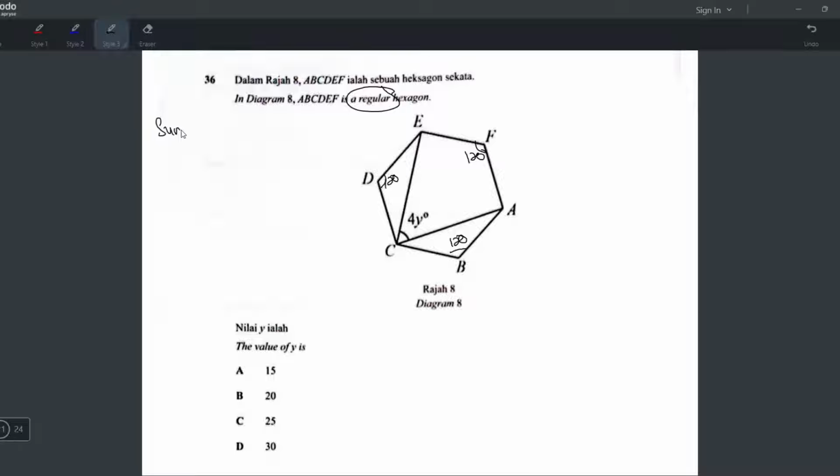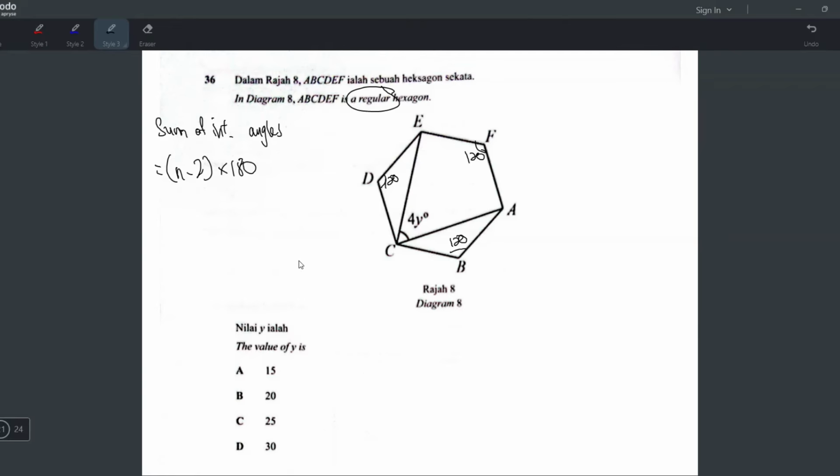I get the 120 because of this formula right here, to find the sum of interior angles. Interior angle means sudut dalam. The formula is n minus 2 times 180, and for the n, you have to put in the number of sides. For example, if it has 3 sides, like a triangle, then you just put in 3, minus 2 is 1, 1 times 180 is 180. That means the sum of interior angles inside the triangle is 180.